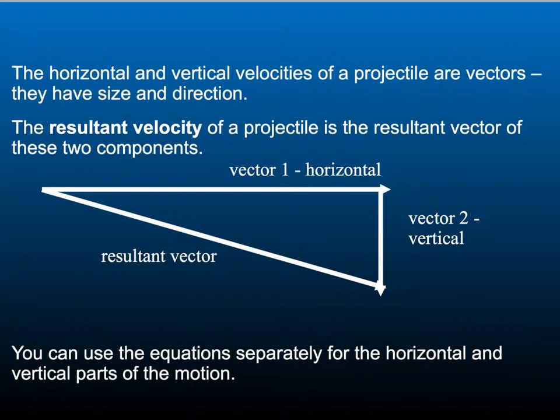The horizontal and vertical velocities of a projectile are vectors. The resultant velocity of a projectile is the resultant vector of these horizontal and vertical components. You can use the equations of motion from the last video to work out how long it will take for a projectile to hit the ground and to work out how far it has travelled. You use the equations separately for the horizontal and the vertical parts of the motion. So you must split up the horizontal component and the vertical component.